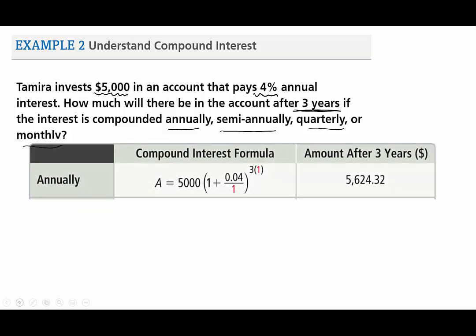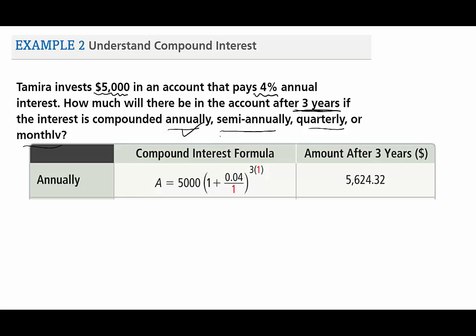Here's our first formula. The 5,000 is on the outside of the parentheses. We have 1, which is built into the formula, plus 0.04, or 4% as a decimal. We're left with $5,624.32 after 3 years.